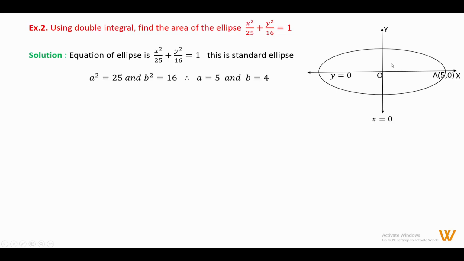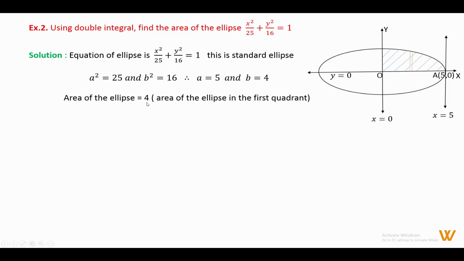Now consider the region of the ellipse in the first quadrant only. Consider this region. Then the total area of the ellipse is 4 times the area of this region. Now this region is in between x is 0 and this line parallel to the y-axis whose equation is x equal to 5. Means this region is in between x is 0 and x is 5.